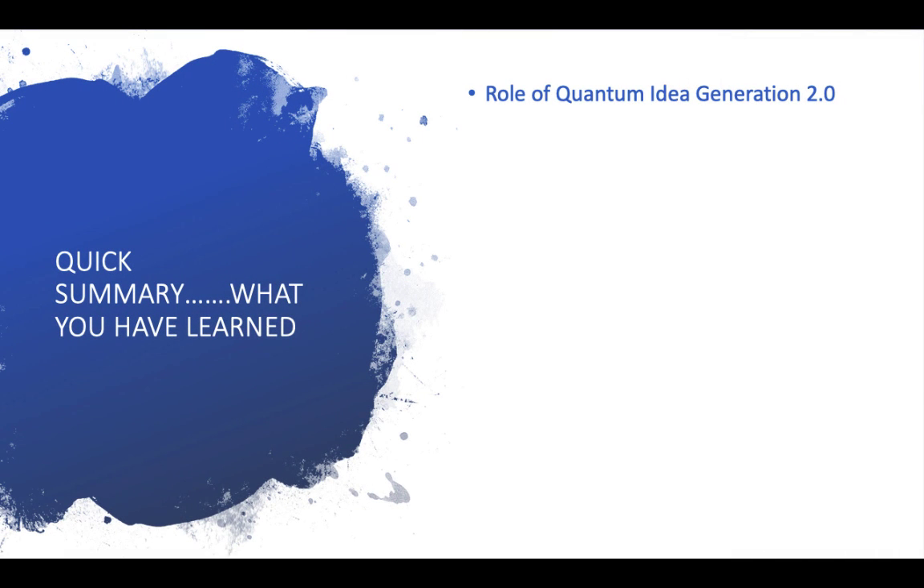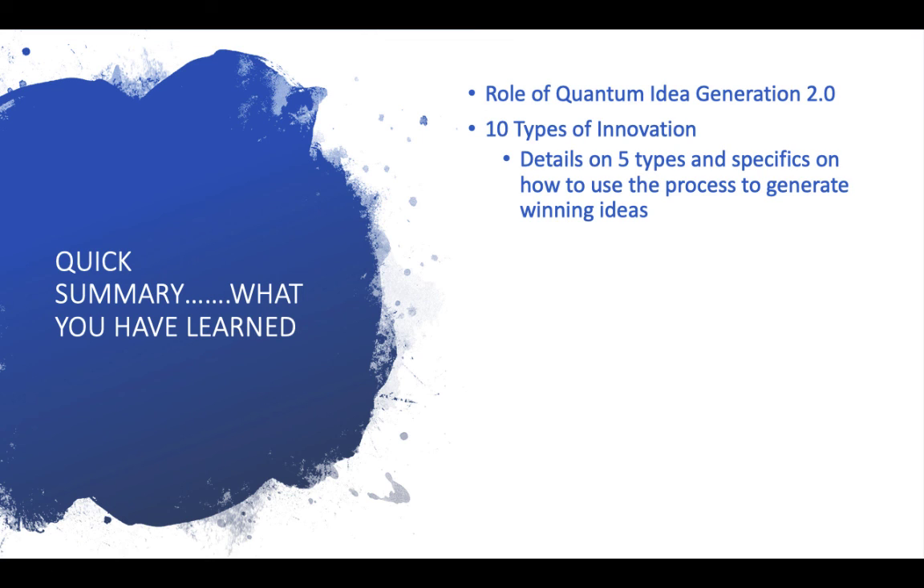So, what have you learned in this particular training video? Well, you've learned the role of quantum idea generation 2.0. You use things like the 10 types of innovation, 30 dimensions of value, and Blue Ocean strategy. The creative process you use to get the most out of those processes is quantum 2.0. Okay? You learned that about the 10 types of innovation, and the more types of innovation you use, the more successful you are going to be.